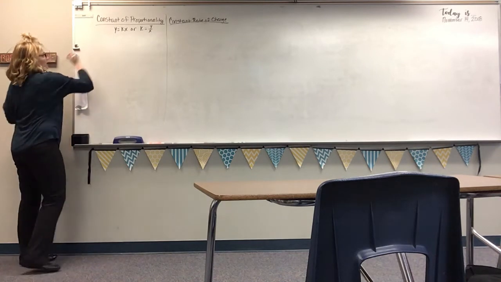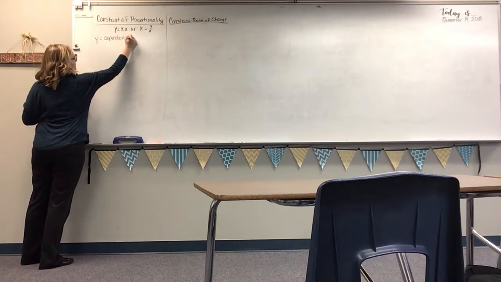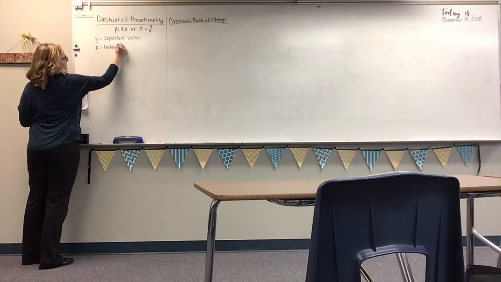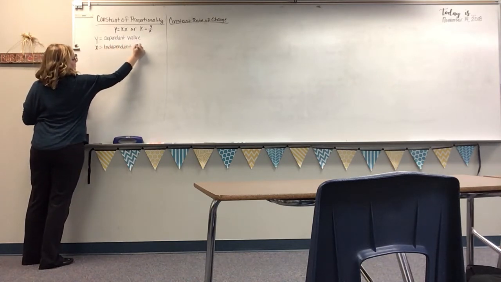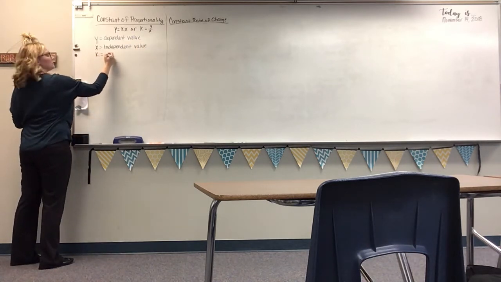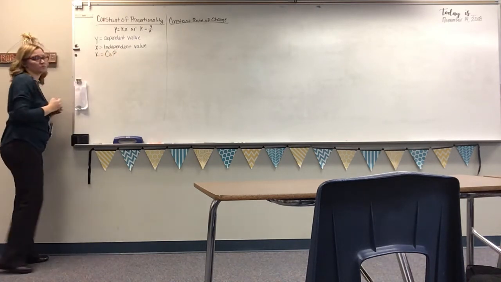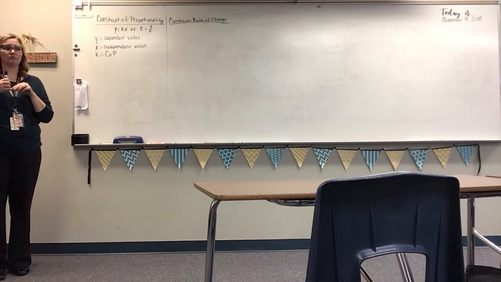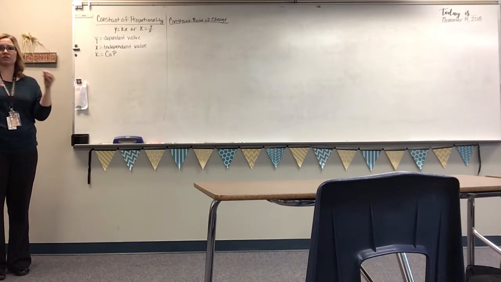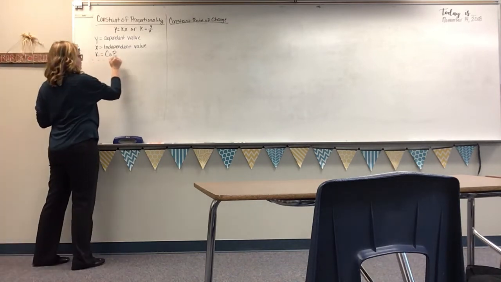Okay? The y represents your dependent value, and the x represents your independent value. Okay? And then that k is my what? Constant. That's my constant of proportionality. That's what COP stands for. And CROC stood for constant rate of change. Okay? So, that's what it stands for.